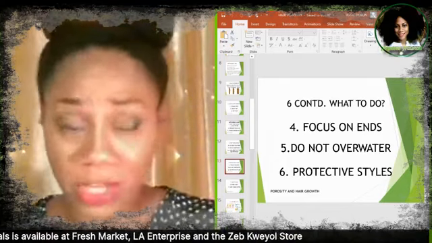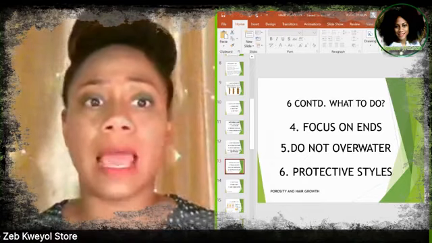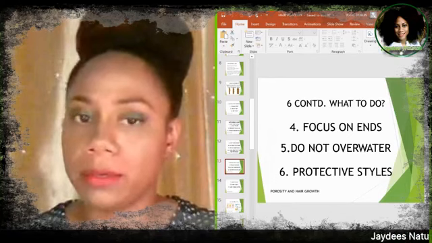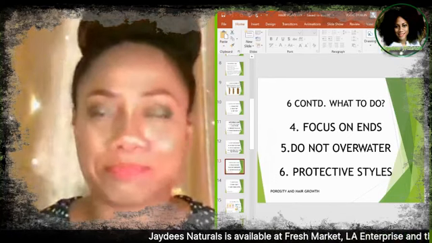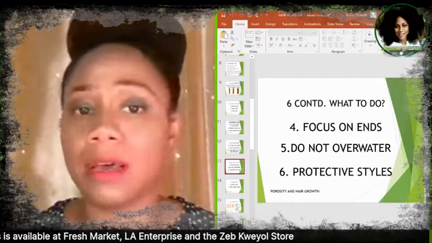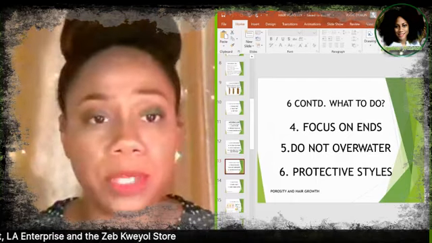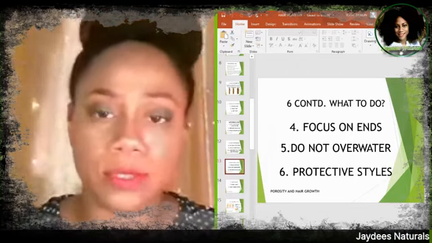So usually what I do, if I do a deep condition and I don't really have that time to sit under a dryer, I will just put on a plastic cap and go around my daily routine. Even the normal heat from your body will heat up the cuticles enough to let them open up a bit and allow all that goodness to come in.